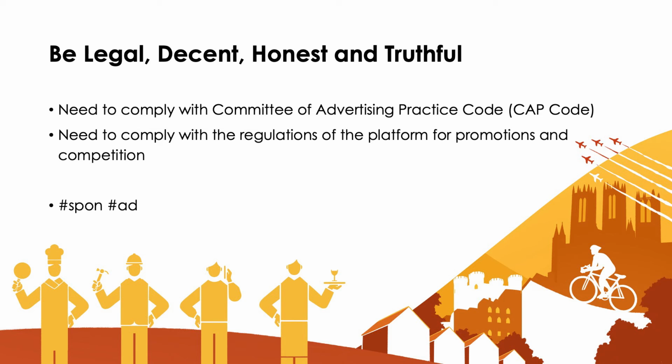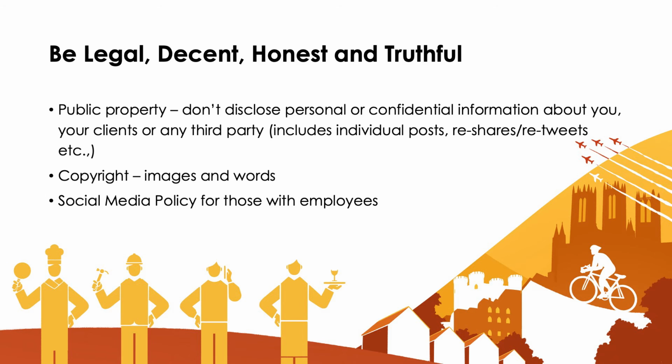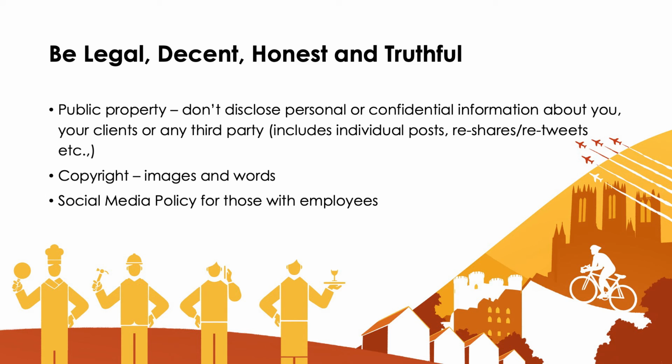If you're getting involved with using influencers or micro-influencers, then be aware that everything that they put out needs to be #spon or #ad. This is so it's really clear to their followers that they are receiving something in return for making that post. And then, of course, it's pretty obvious to say, but don't disclose personal or confidential information about you or your clients or any third parties. And be particularly conscious of that if you're taking photos, what might be just in the background might show up a little bit clearer on a photo or on a video, and you don't want to inadvertently give anything away. We've touched on copyright already, but just remember, words and images are subject to copyright. You can't just lift stuff from the internet.